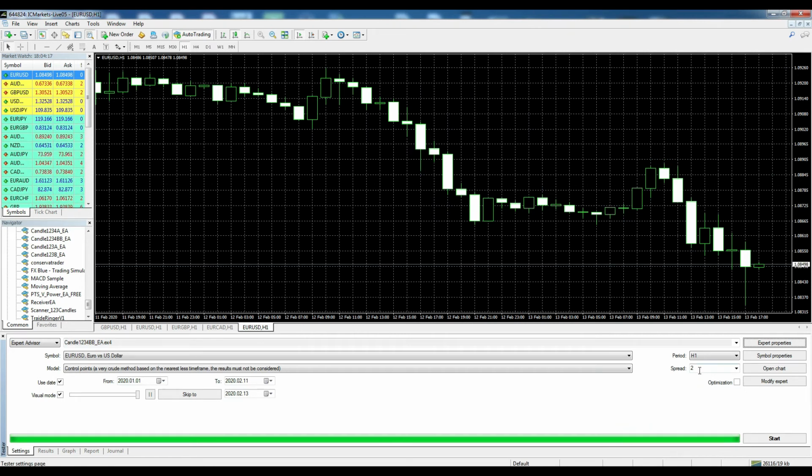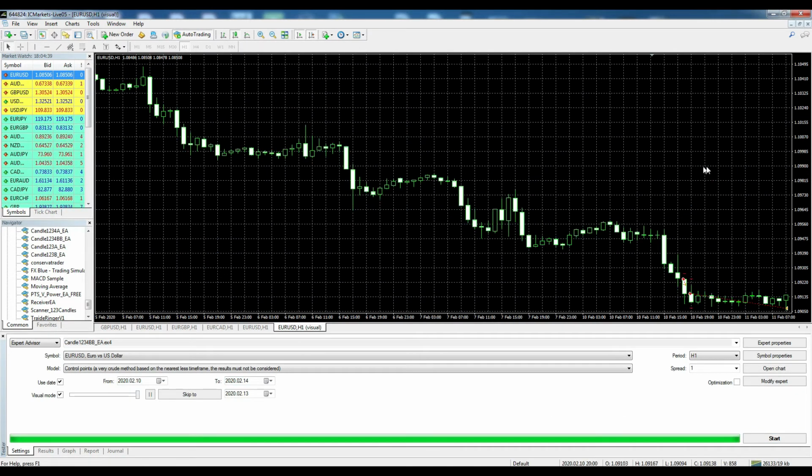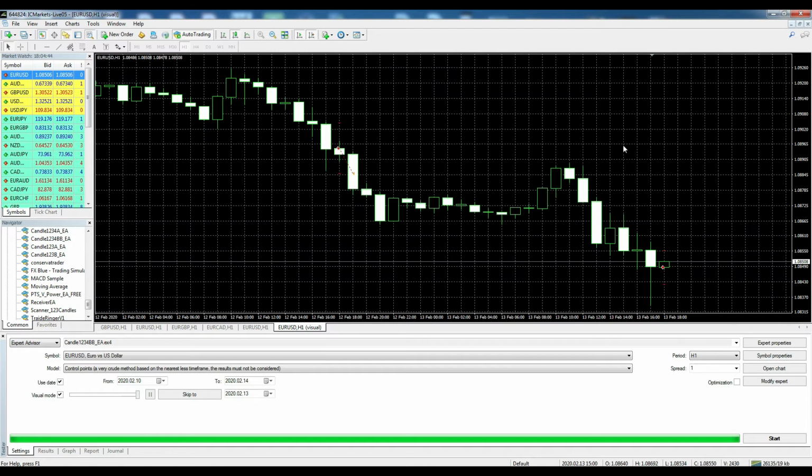I will set spread to as low as possible for easier explanation of positions. I will also use short period of time for testing. Pair is EUR/USD and 1 hour time frame. When everything is ready, just press start and EA will simulate trading of our pattern. My focus for explanation will be on this circled candle.